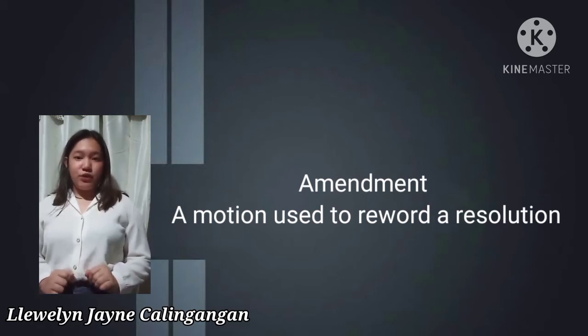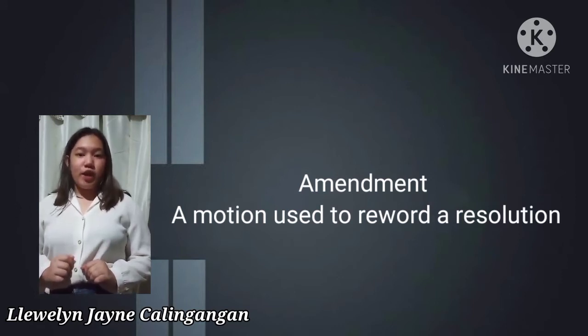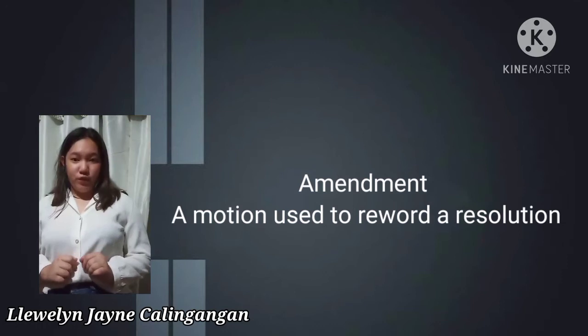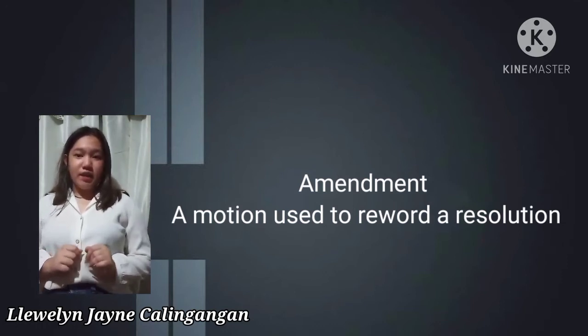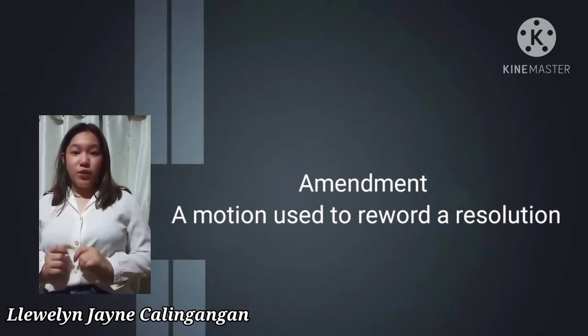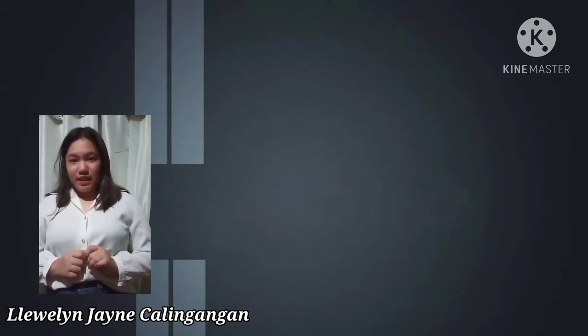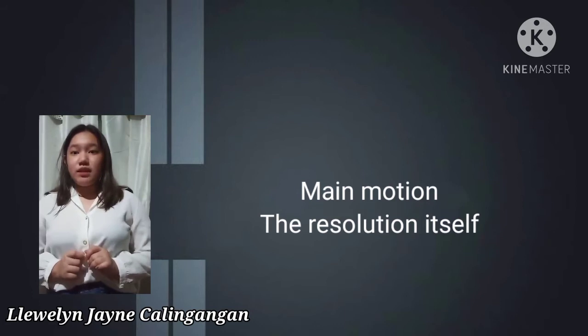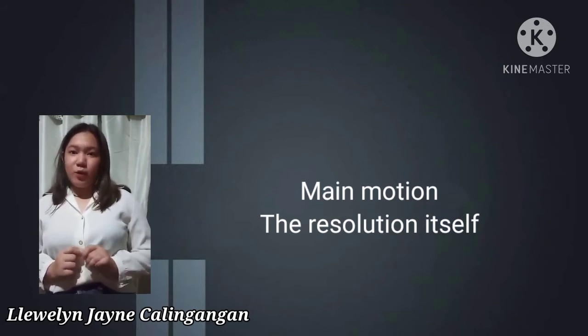Amendments. This motion is used to reword the resolution. It requires a second and a simple majority vote. If passed, the new reworded resolution becomes the item to be considered in subsequent debate. Lastly is the main motion. This is the resolution itself. It requires a second and a simple majority vote.